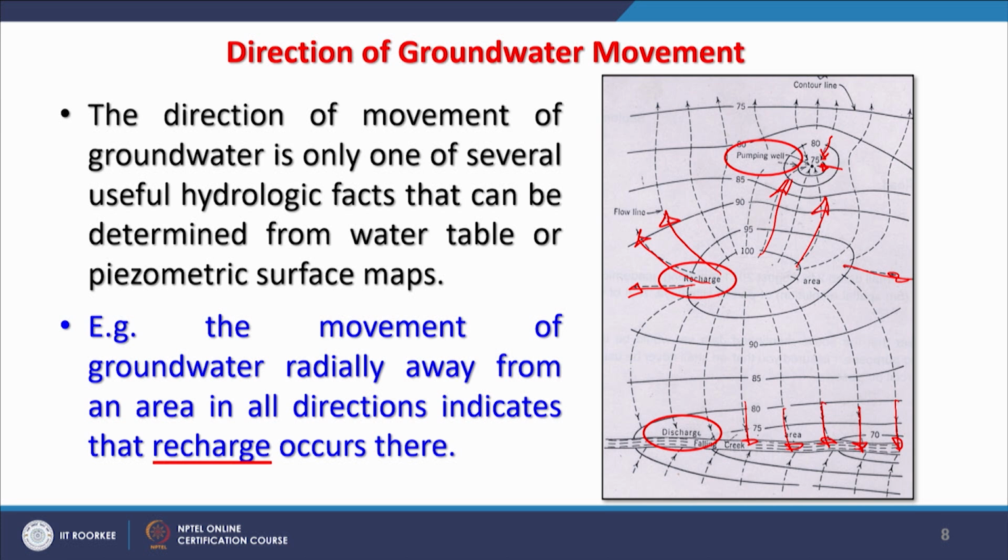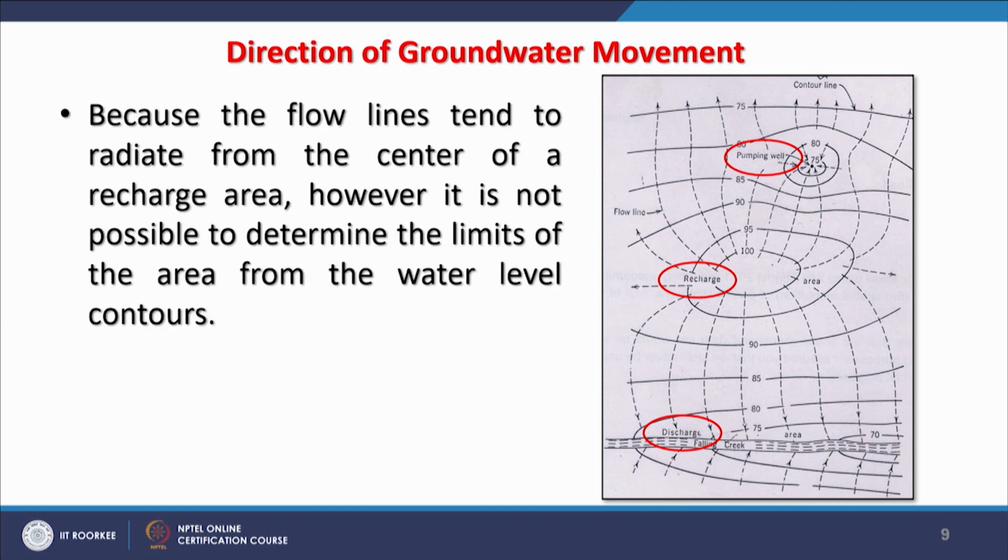So one has to remember that these arrows will indicate whether the area is a recharging area or a discharging area. These flow lines tend to radiate from the center of a recharge area, as we have discussed in this case, however it is not possible to determine the limits of the area from water level contours.